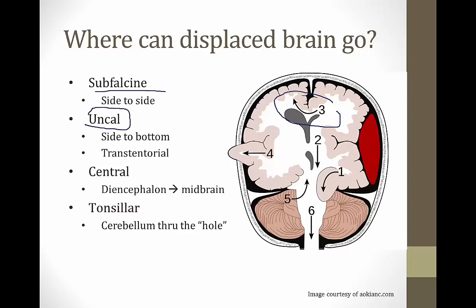Uncal herniation is when the uncus, which is the medial temporal lobe, goes down into the brainstem, and that's number 1 over here on this picture. Central herniation is number 2 on this picture. That's when the diencephalon herniates downward against the midbrain. And then finally, tonsillar herniation is when the cerebellar tonsils go through a small hole and compress the midbrain. So we'll talk about each of these now.